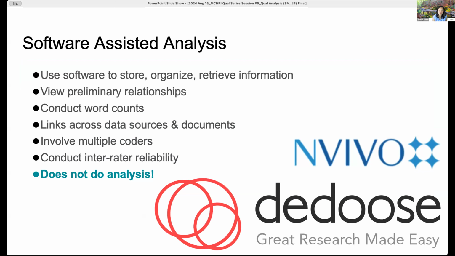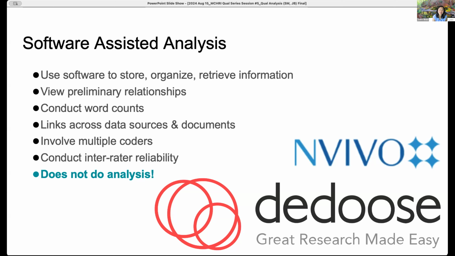Now, some of the software out there can do really great things. They can show you code co-occurrence. They can show you visually some of the relationships that might be there through different diagramming and things that software can do. But the ultimate interpretation and how the software works is really up to you.